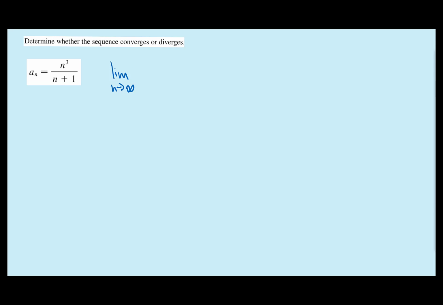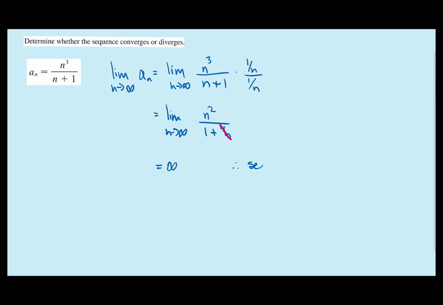This is another rational expression. This time the highest term in the denominator is n, so we divide the top and the bottom by n, we're going to be left with n squared on the top. 1 over n goes to 0, but we still have n squared. So here the limit is infinity, so the sequence diverges.